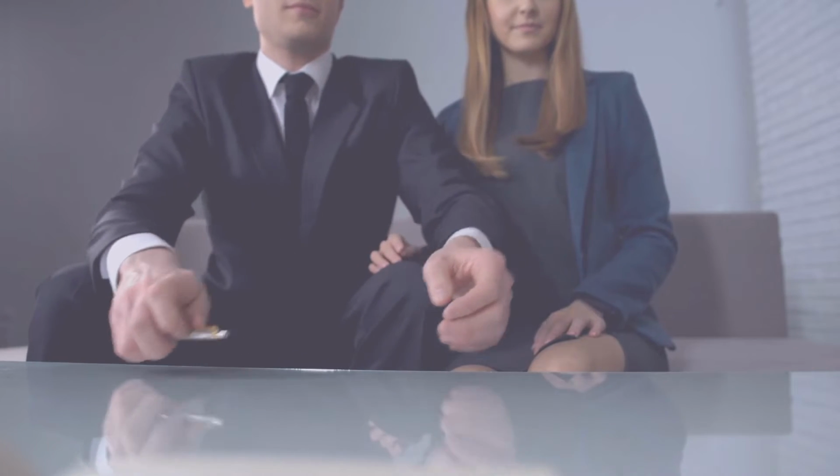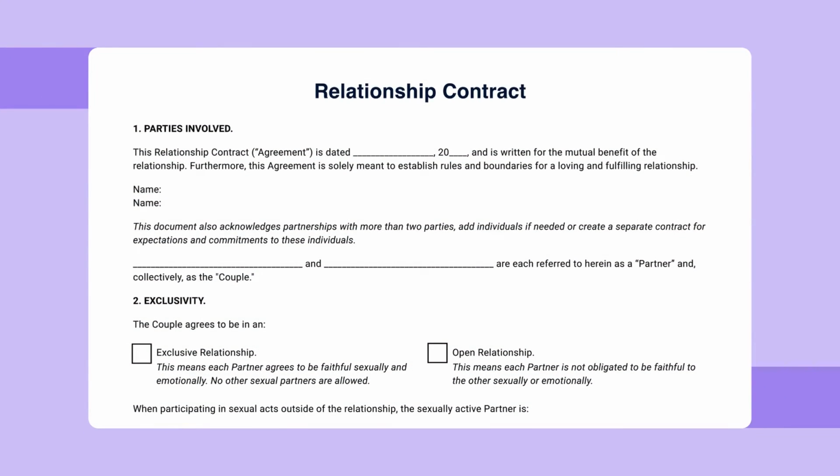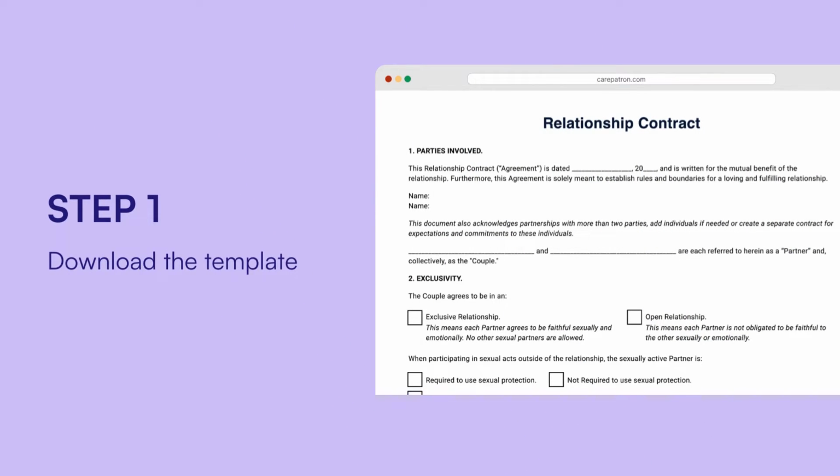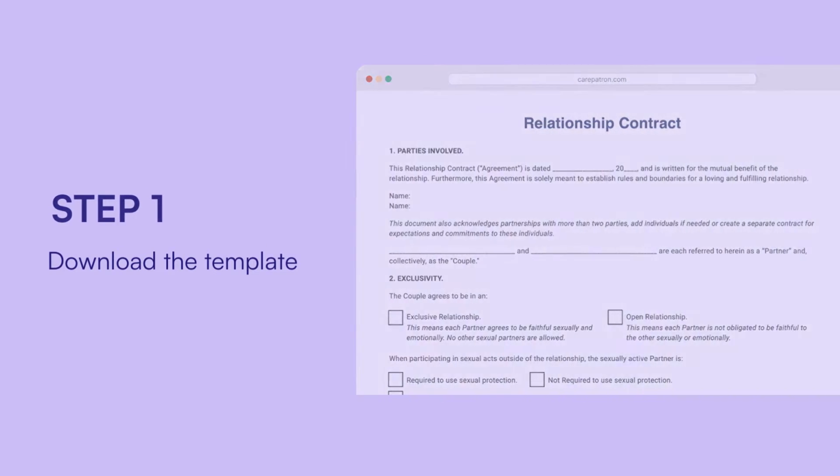At Carepatron, we have a relationship contract template that you can use at your practice. Here are the steps to use it. Download the template. Download a copy of the relationship contract form using the link in the description. Alternatively, you may access it from our resource library.